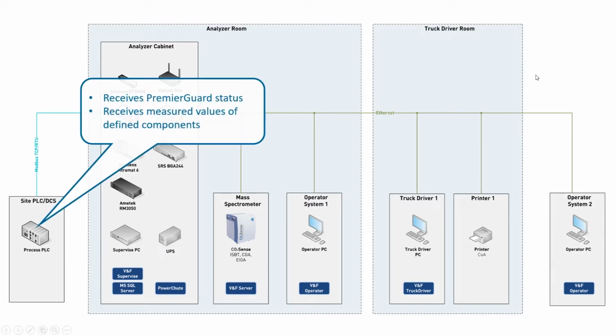The site PLC receives the current status of the PremierGuard, such as up to 20 warning or error codes from the system. Also the last measured values with units and the information of the last sample point is received by the PLC.